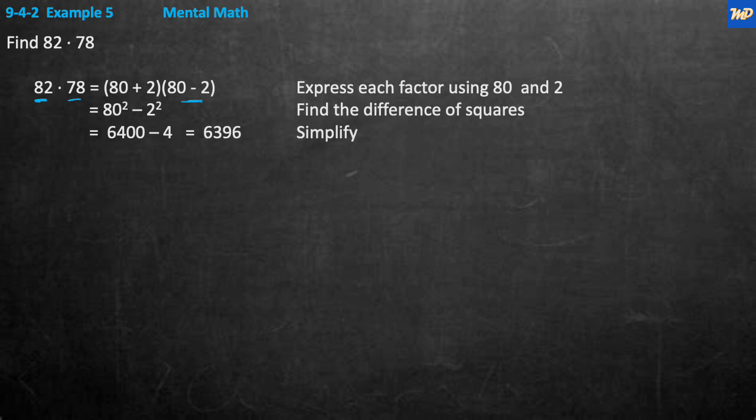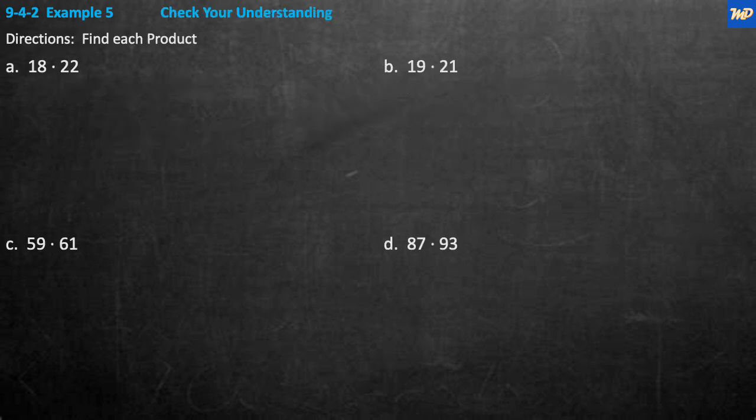So we have 80 squared, and we have negative 2 squared here. And when we do that, 80 squared is 6,400, minus 2 squared is 4. So 6,400 minus 4 is 6,396. Case closed. Done. Pretty easy, huh?